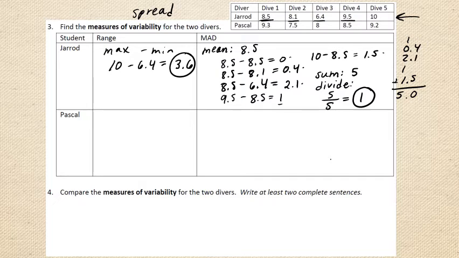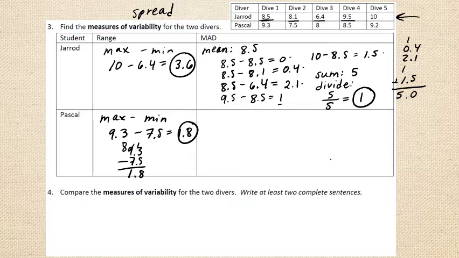Now, what is the range for Pascal? Well, again, the maximum minus the minimum. Pascal's maximum value was a 9.3. His minimum was a 7.5. So when I subtract those two, 9.3 minus 7.5, I get 1.8. So 1 and 8/10.